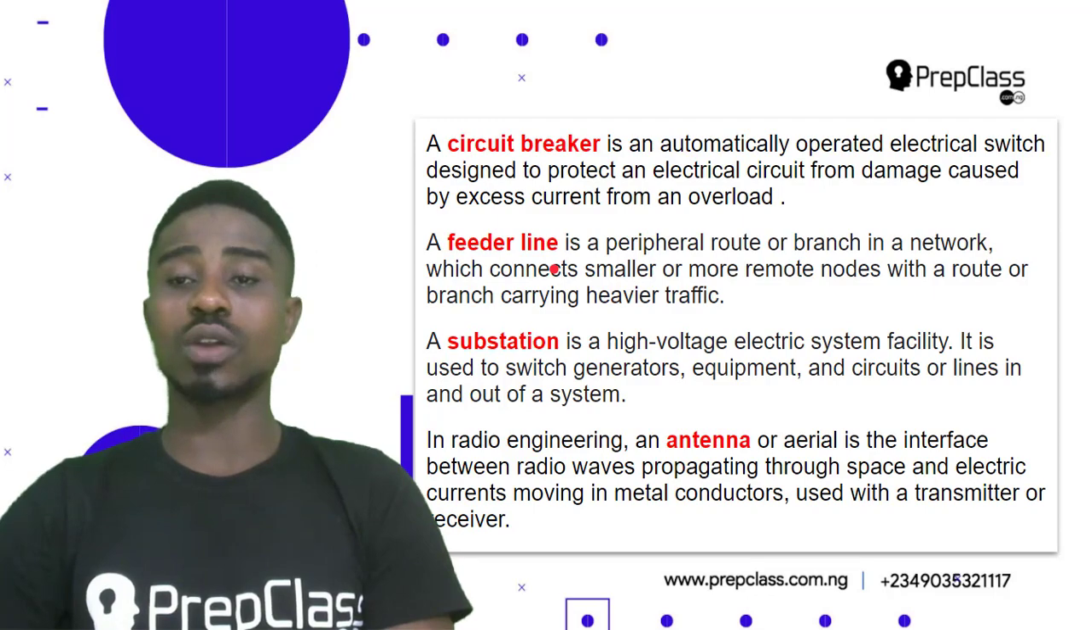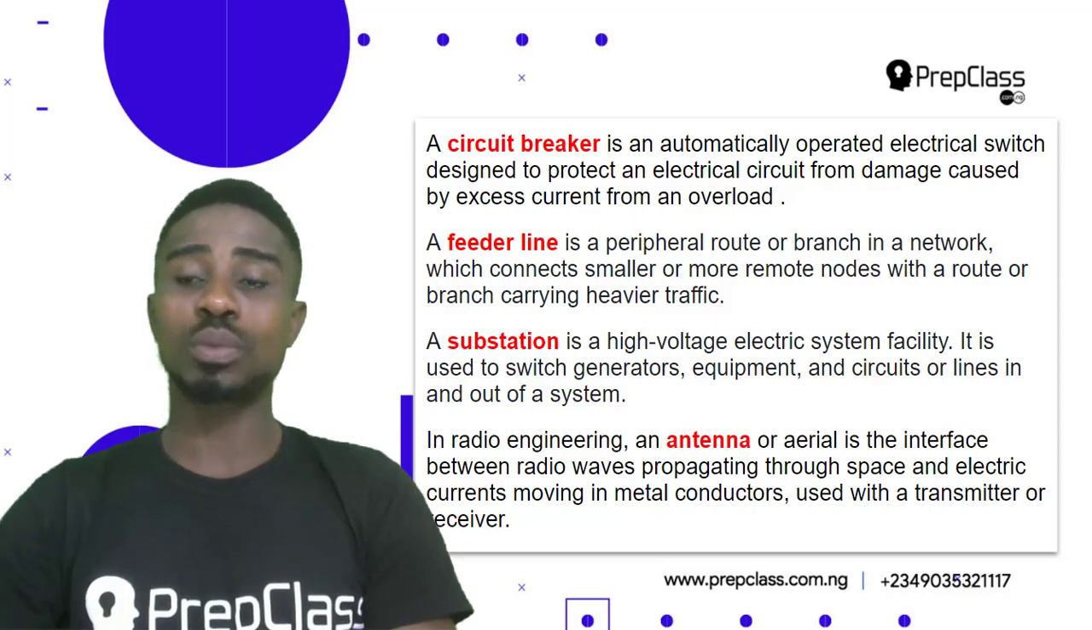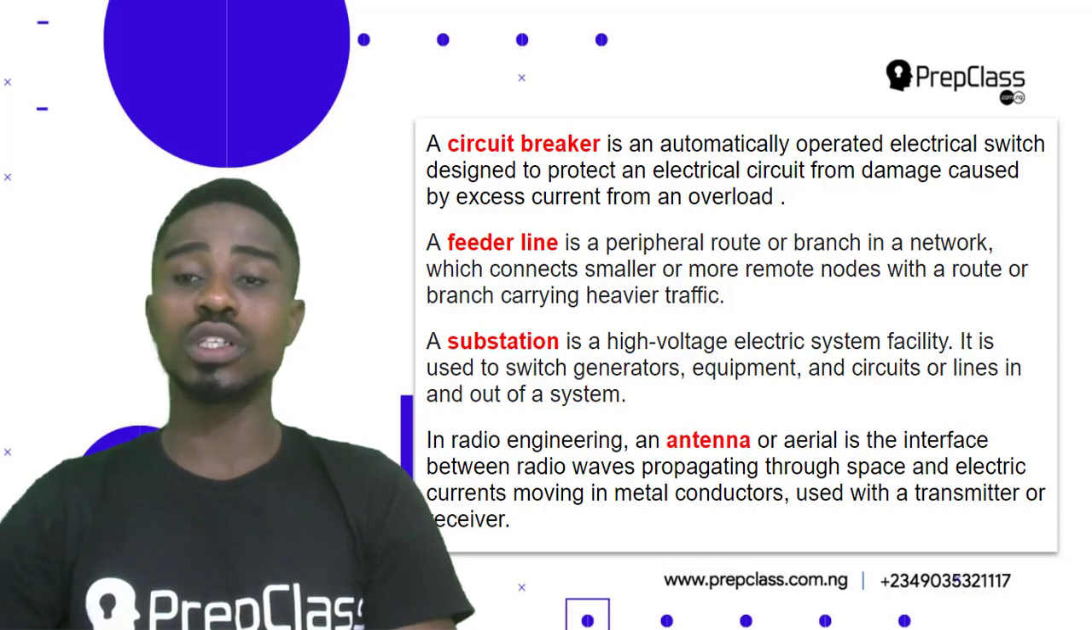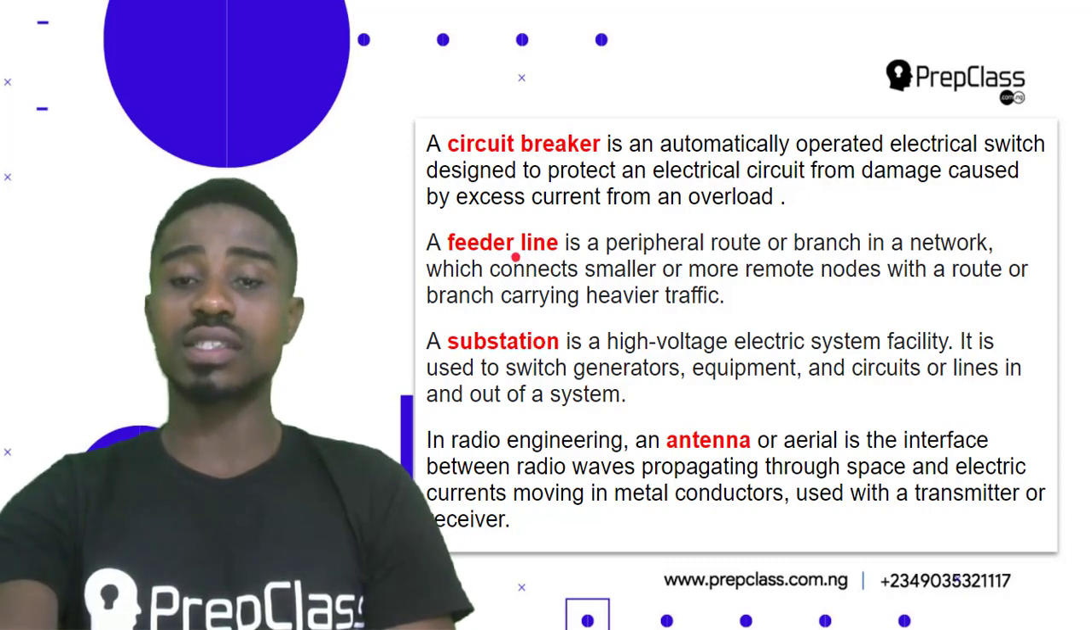A circuit breaker is an automatically operated electrical switch designed to protect an electrical circuit from damage caused by excess current from an overload. So a circuit breaker actually reduces the intensity of current flowing through a device so it doesn't damage that device. So it's an electricity system device. A feeder line is a peripheral route or branch in a network which connects smaller or more remote nodes with a route or branch carrying heavier traffic.